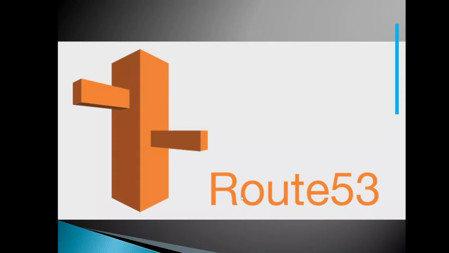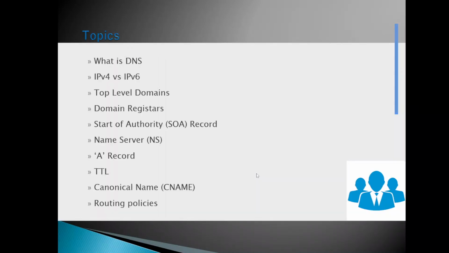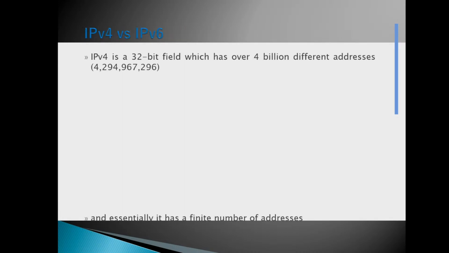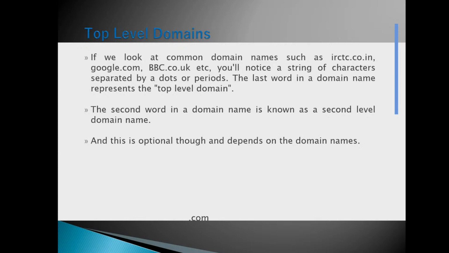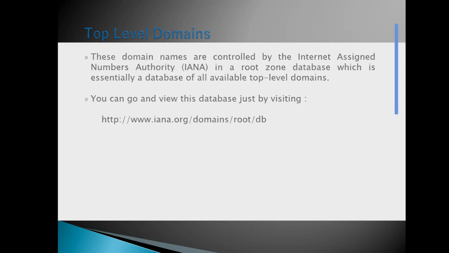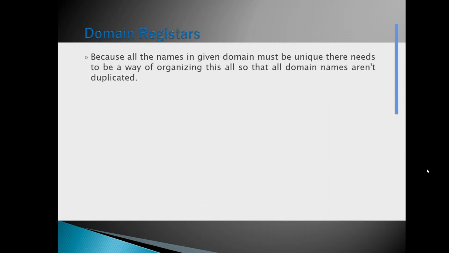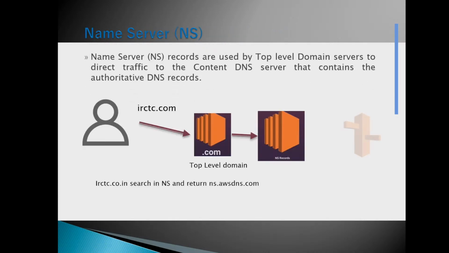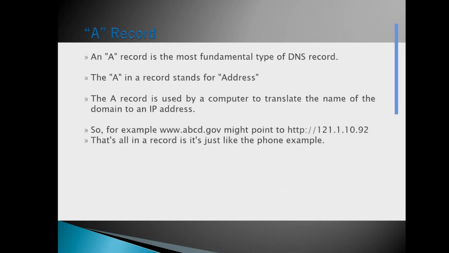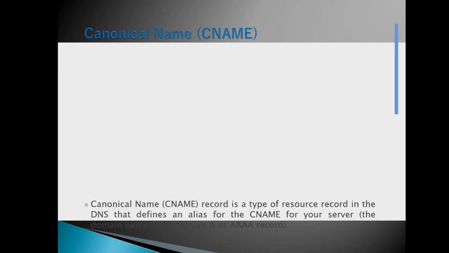Okay, so we started with Route 53. We understand what is DNS, high level information about DNS, and what are the types of IP, IPv4, IPv6. What are top level domain names? Who are the organizations managing it? Domain registrars, then some SOA, name servers. We have talked about an overview of all these things in detail in the Route 53.